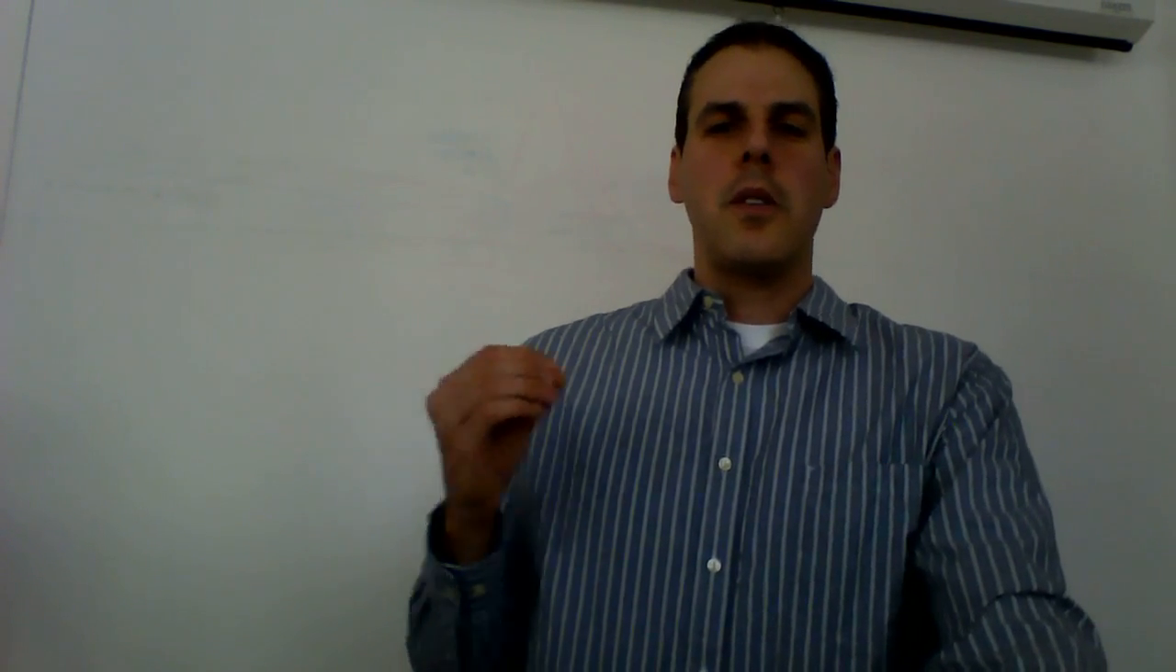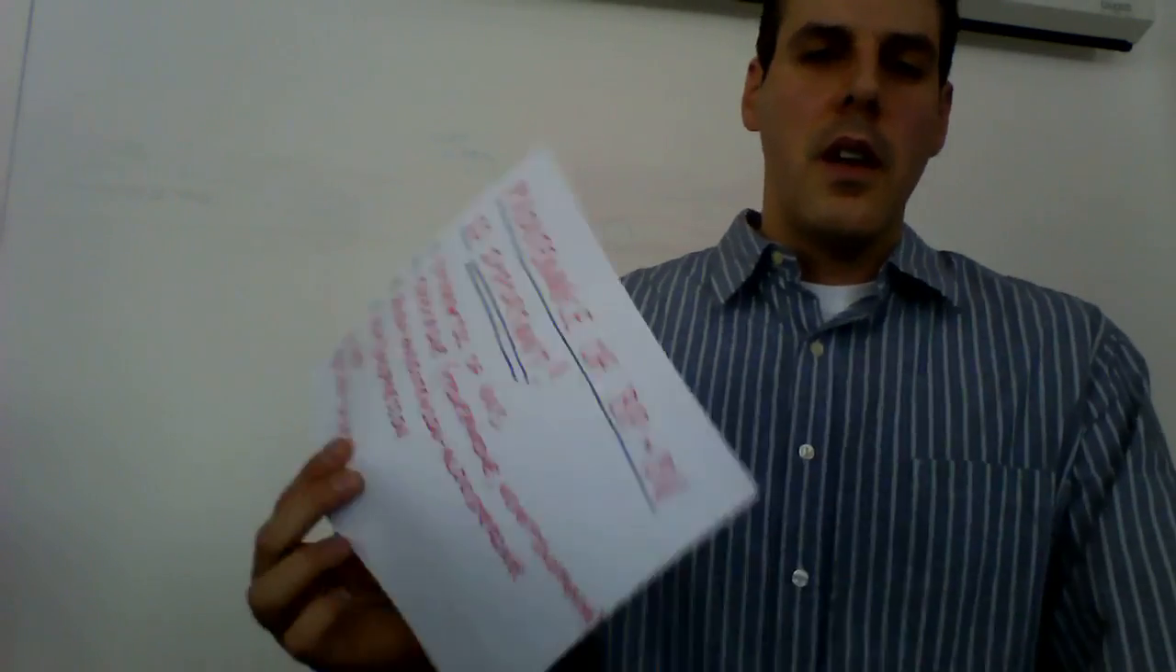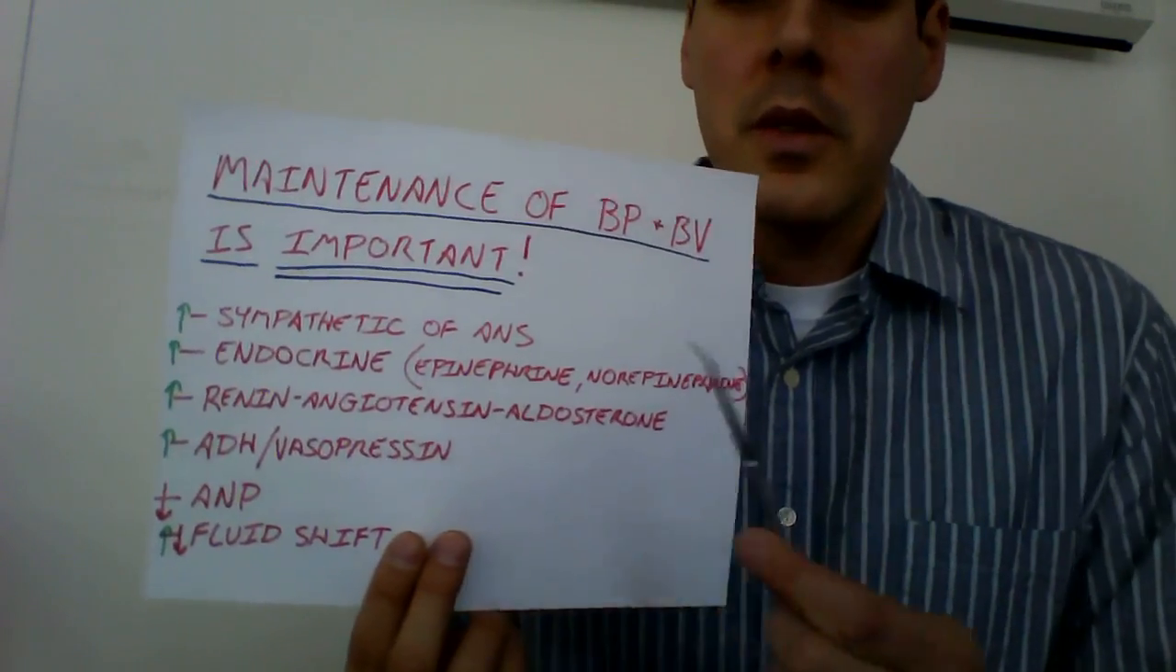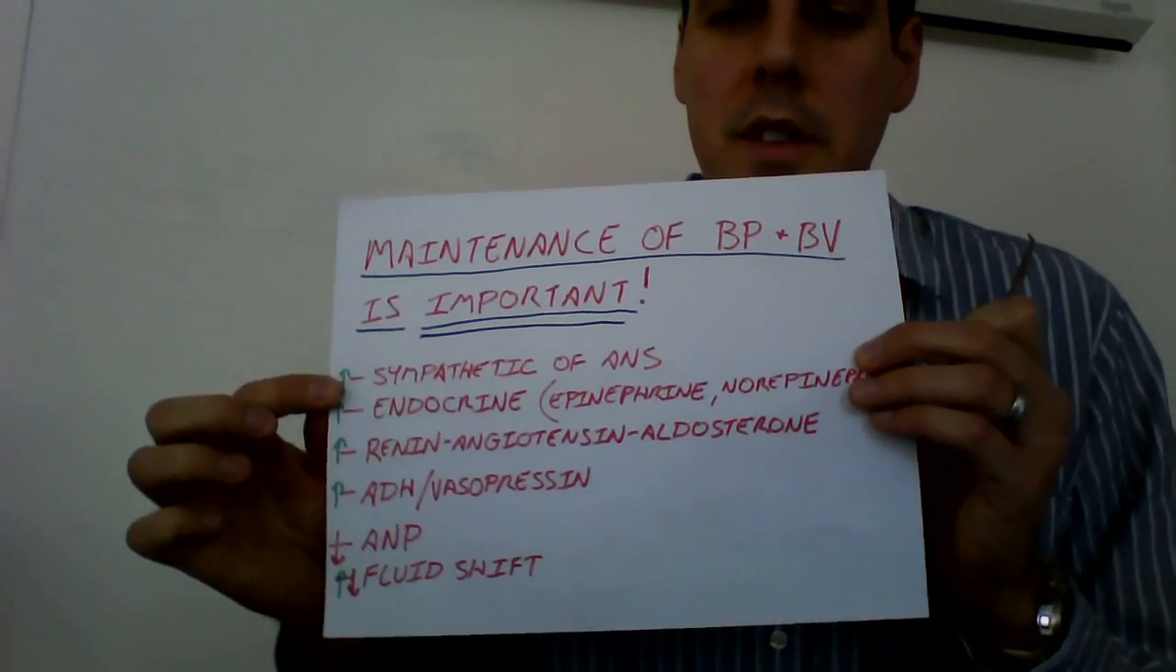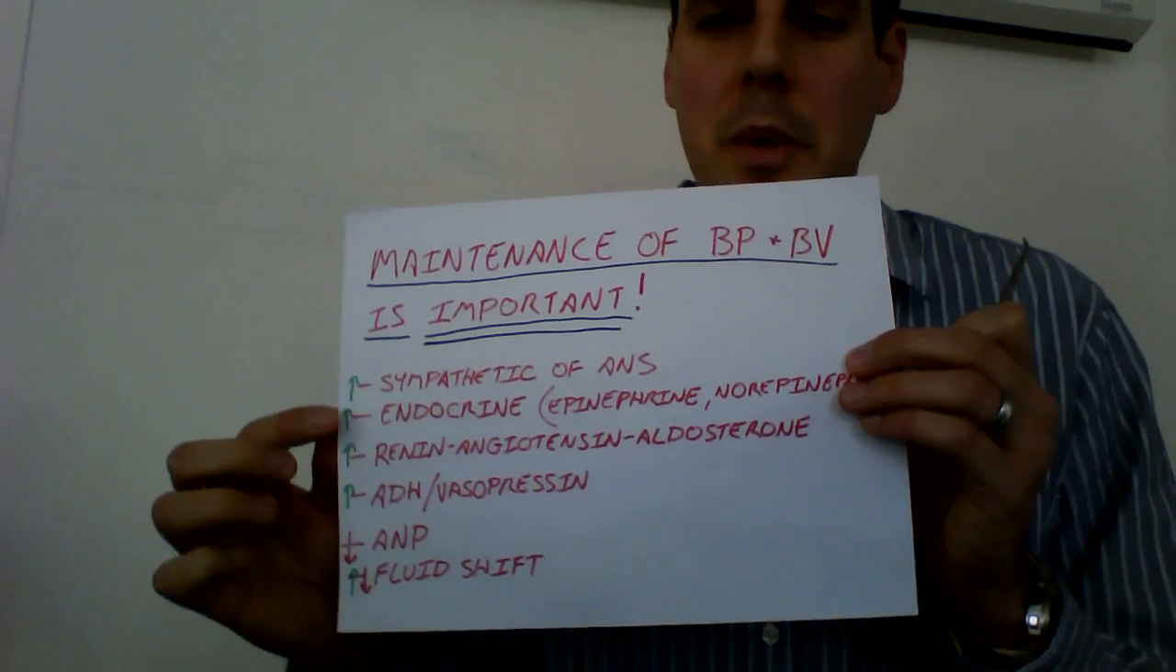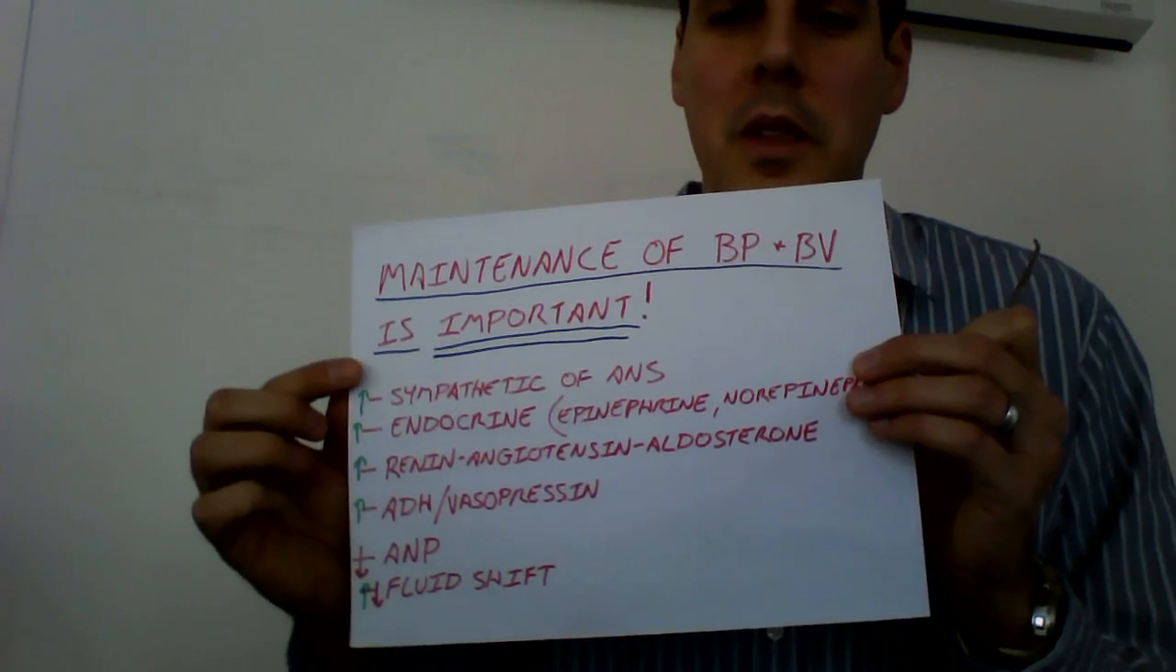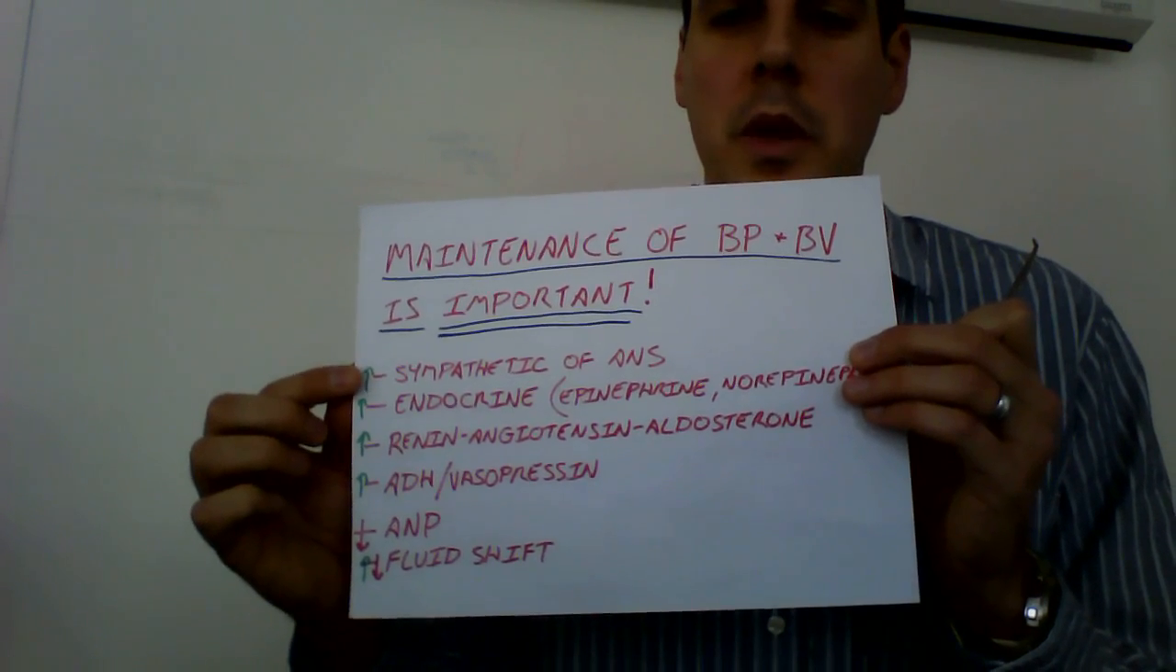And because it's so important, you have evolved several different methods to maintain blood pressure and blood volume. So there's a lot of what I call redundancy in maintaining blood pressure and blood volume. Okay? I have these things with the green arrows going up. These are all positive, okay, positively correlated with maintaining blood volume and blood pressure.